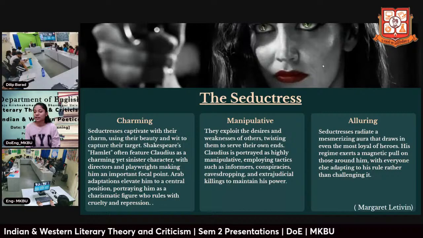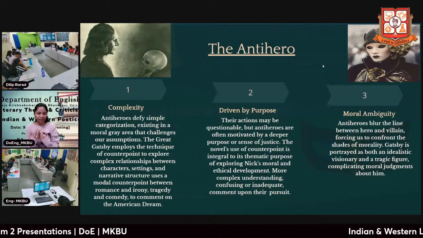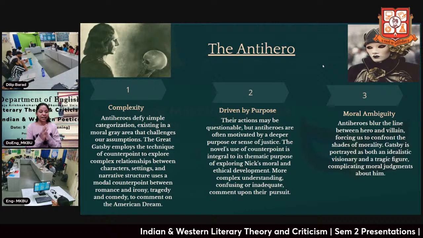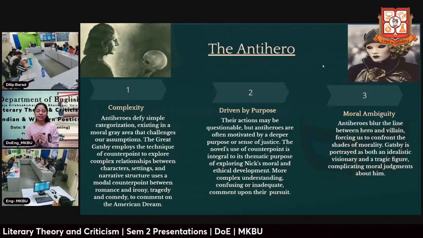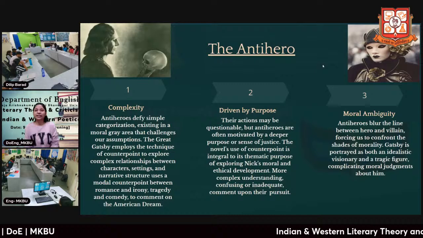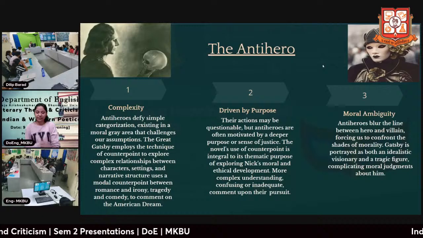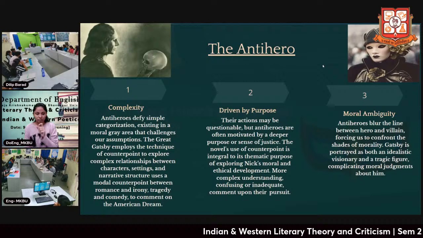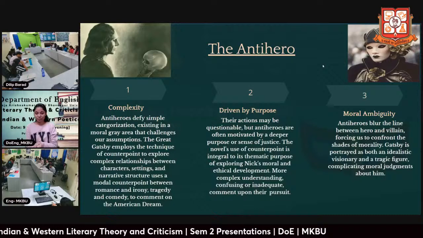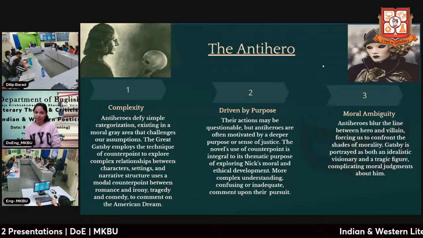Now, the anti-hero has been explained very deeply. Then too, I'll go to the anti-hero. Here I have also taken an example of Gatsby, because Gatsby is, we can say, not properly an anti-hero. There are negative and positive sides, but here in the life of Daisy and Tom, especially Tom, he was like a villain. He entered unexpectedly and just spoiled everything. So in that case, their actions may be questionable, but anti-heroes are often motivated by a deeper purpose or sense of justice. So yes, Gatsby was there for her love.